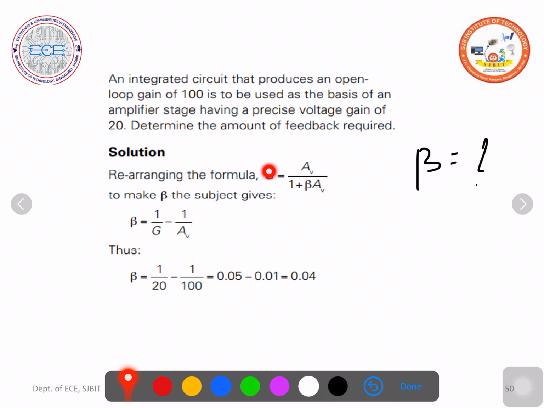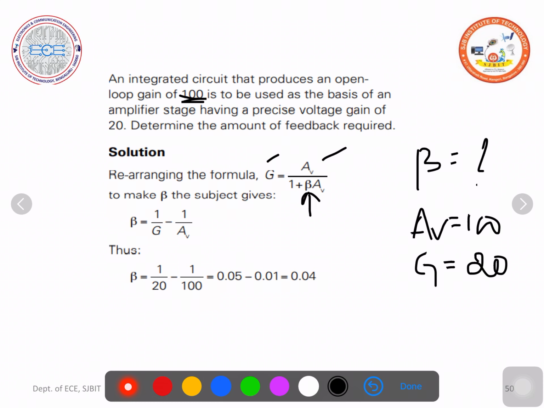Open loop voltage gain is 100, having a precise voltage gain of 20. So overall voltage gain is 20. So in this equation there are three terms. G is given, AV is given, we just need to determine beta. So substitute and play with the equation, and definitely we will get the value of beta as 0.04.